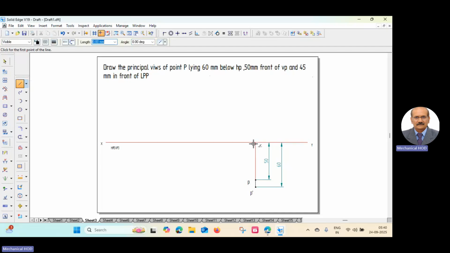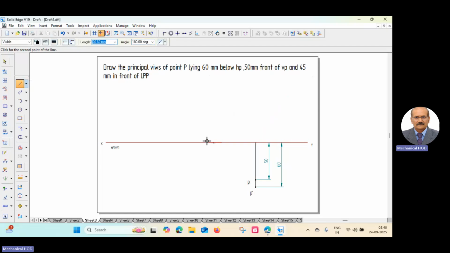From the tip of this end projector, click here and draw one more line at a distance of 45 as per the data. So 45 toward the left. Left profile plane means toward the left. So type length as 45 on the keyboard and press enter. Angle, because we have already kept it on the XY line, it is showing 180 degrees. Press enter.